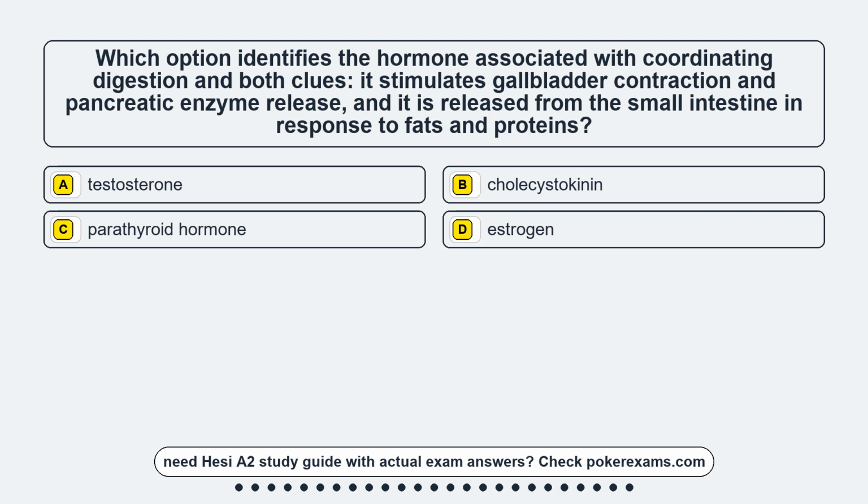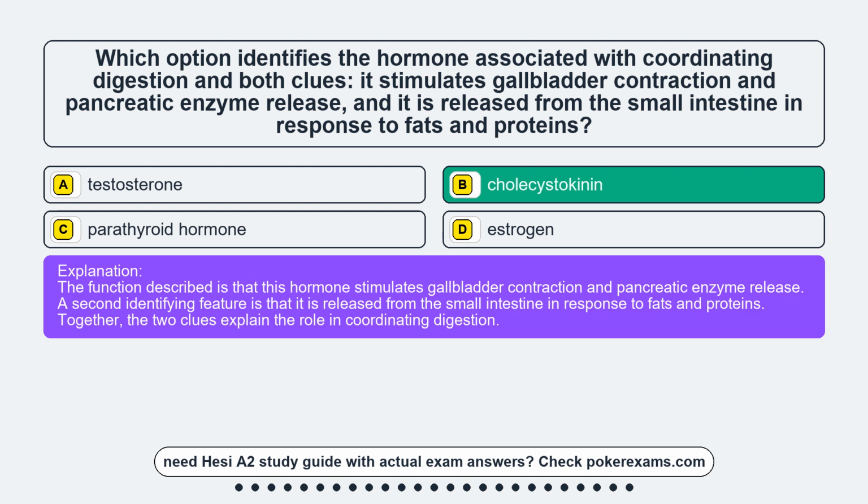Question 14. Which option identifies the hormone associated with coordinating digestion in both clues? It stimulates gallbladder contraction and pancreatic enzyme release, and it is released from the small intestine in response to fats and proteins. Option A, testosterone. Option B, cholecystokinin. Option C, parathyroid hormone. Option D, estrogen. The correct answer is option B, cholecystokinin.